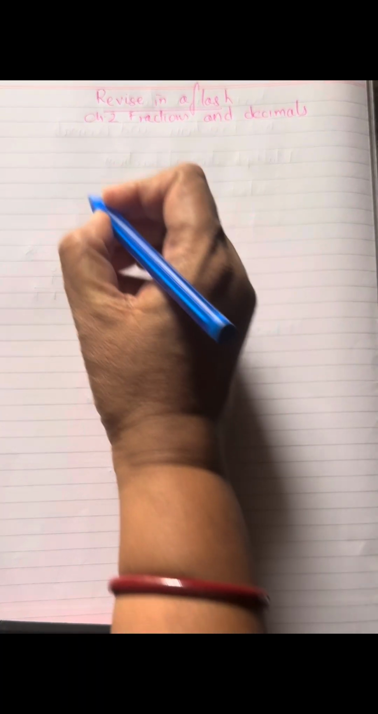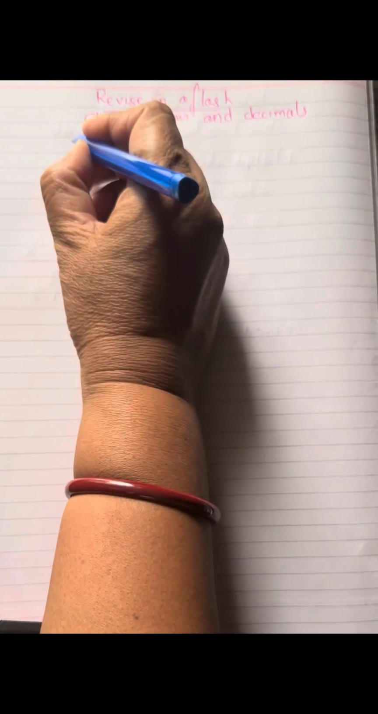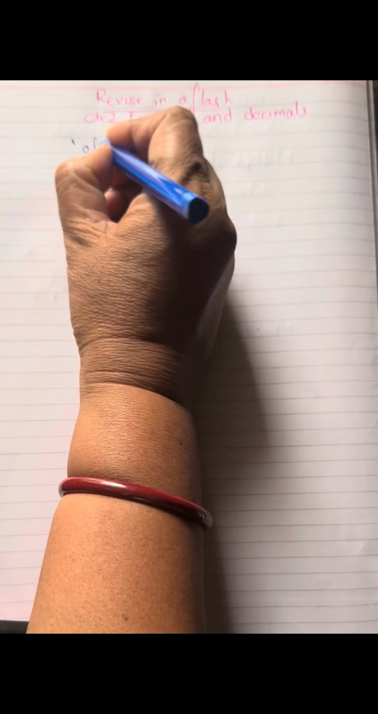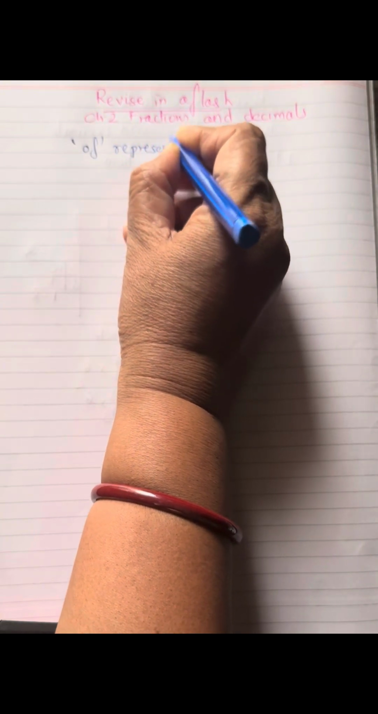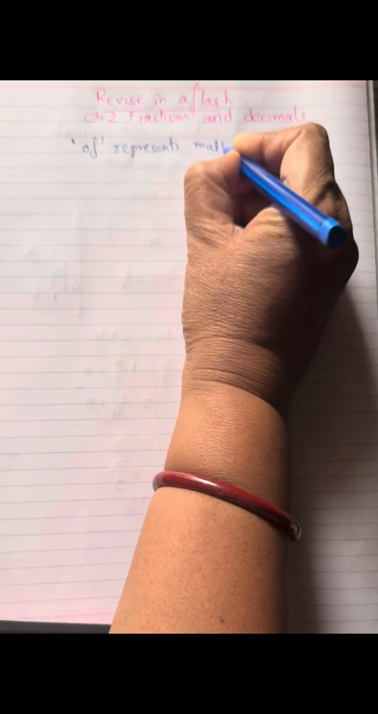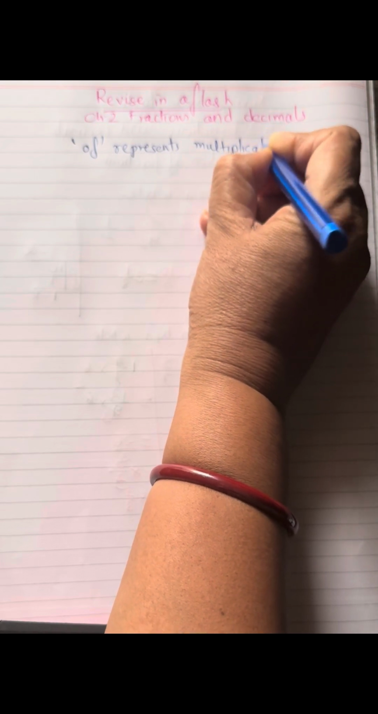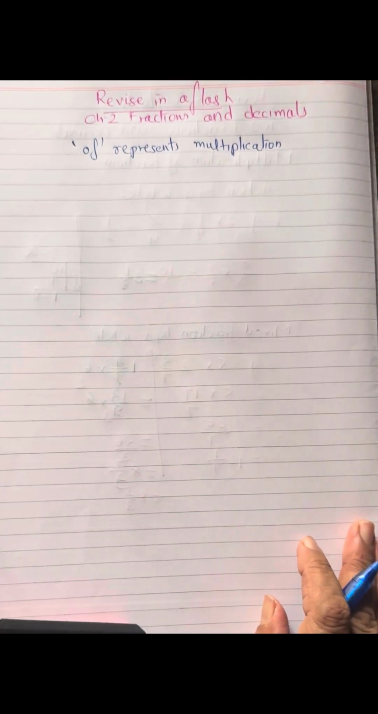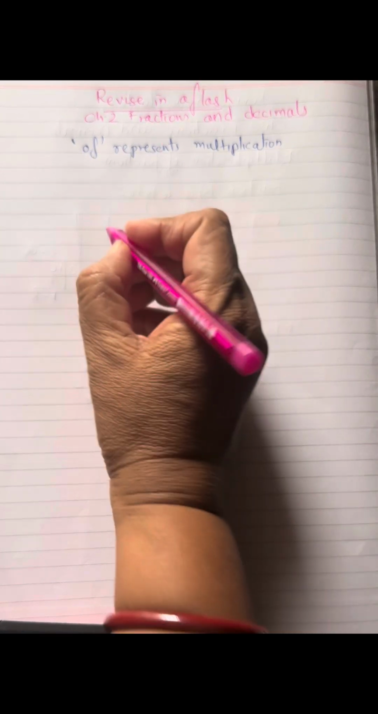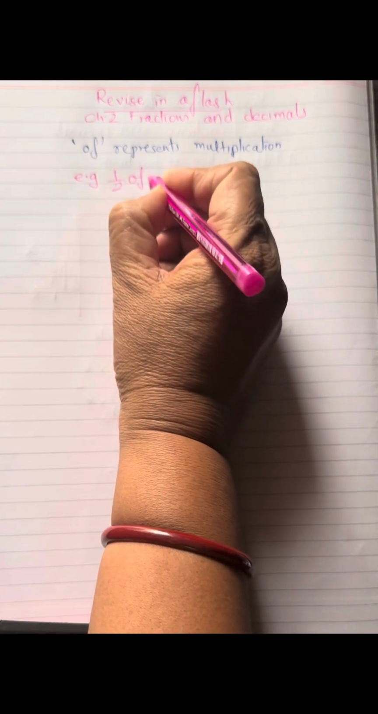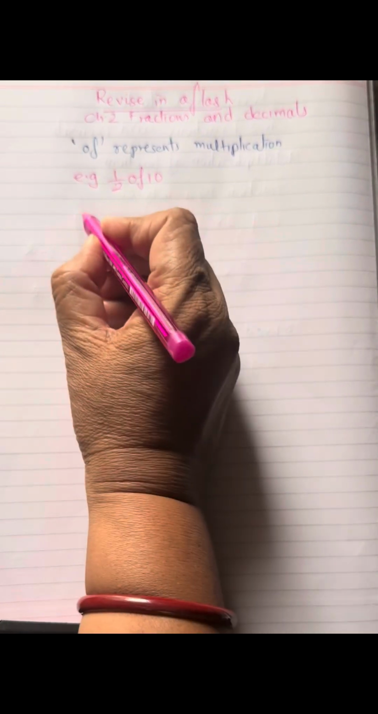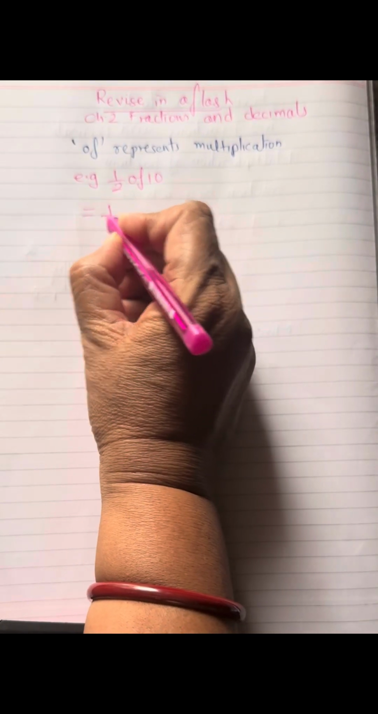Now we'll see a different type of multiplication. If you have observed, sometimes there is a word "of" in the sum. So "of" represents multiplication. Okay. The meaning of "of" is multiplication. So let us see some sums based on this type. Like suppose it is asked half of 10, right? So as I just told you, half of means multiplication. So you can change the sign into multiplication.